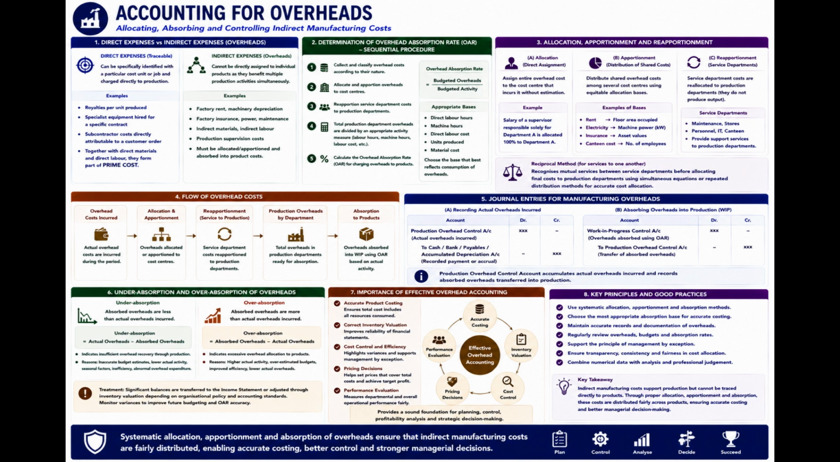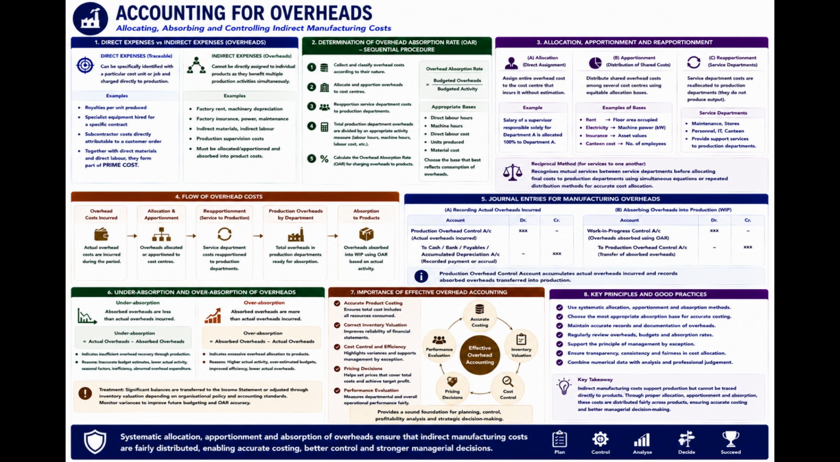Effective overhead accounting is fundamental to management accounting because it ensures accurate product costing, inventory valuation, budgeting, pricing decisions, and performance evaluation. Consequently, management accountants employ various allocation and absorption techniques to distribute overhead costs fairly and consistently across production activities. A fundamental distinction exists between direct expenses and indirect expenses, or overheads.